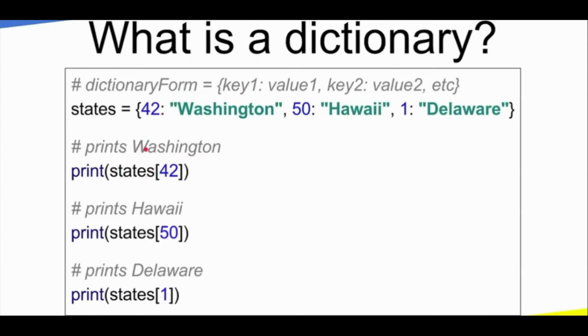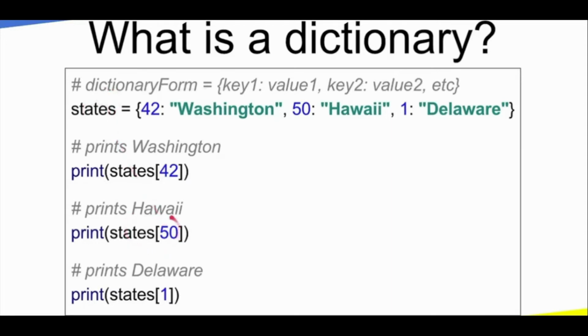Imagine it that way, because in our dictionaries also we have a word and a meaning, we have a value and a key. So here, we mention the key 42 and the value of that gets printed. 42 will give us the value Washington. This is a pair, you can say, and you can't jumble up a pair. You can't say that 42 would give me the Hawaii value. No, that's not possible.